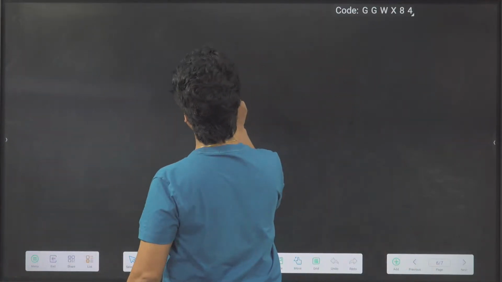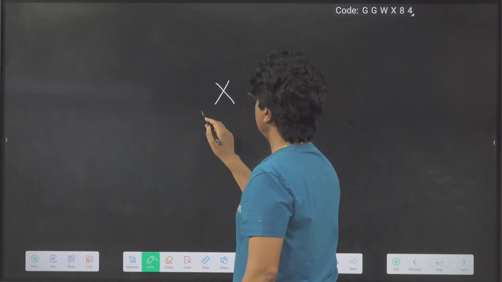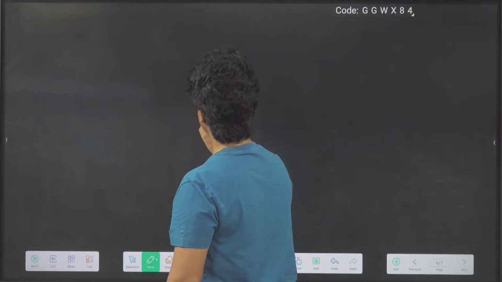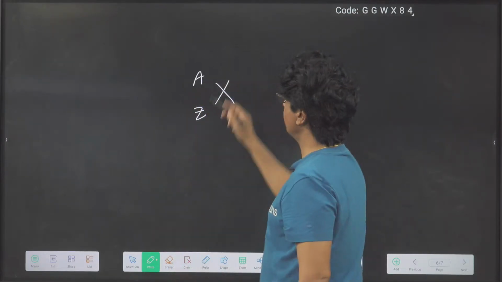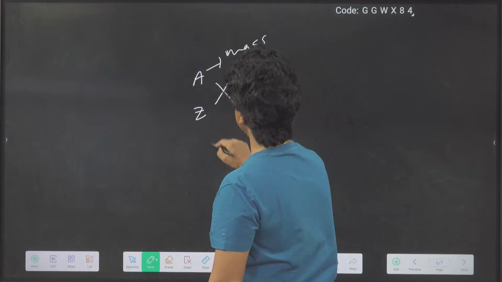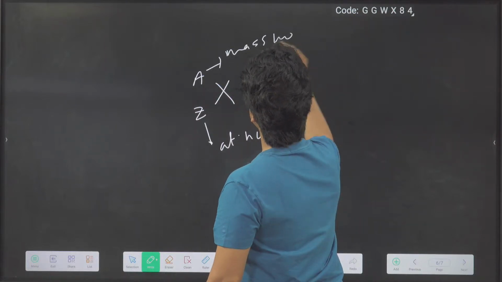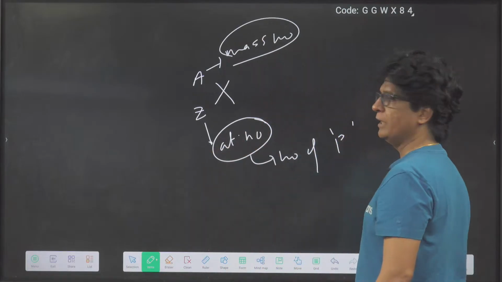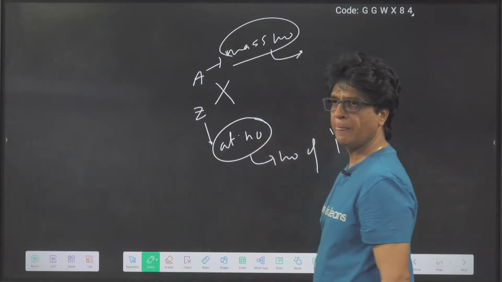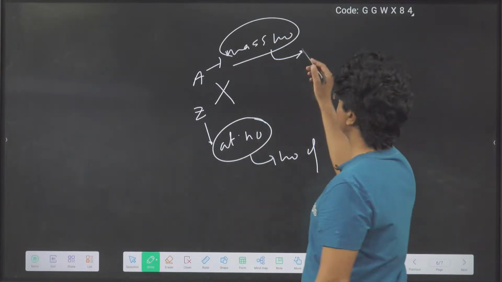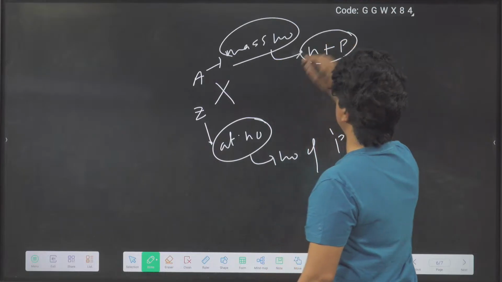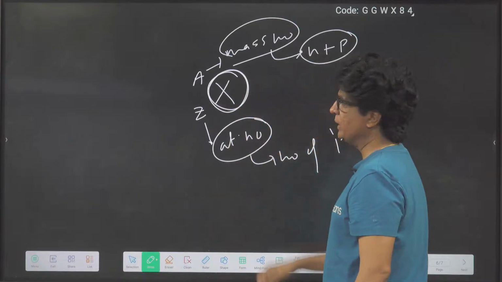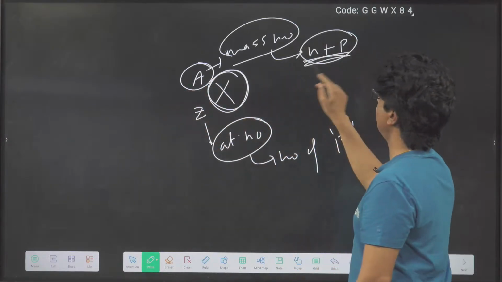If I have an element, say X, with something called the atomic number and something called the mass number. This is called your Z and this is called your A, right? This A is your mass number and this Z is your atomic number. And what is the atomic number? It is the number of protons in the nucleus. And the mass number is the number of neutrons plus protons. Are you getting it? And the weight of the element X will depend on the mass number, the total number of neutrons and protons, right?